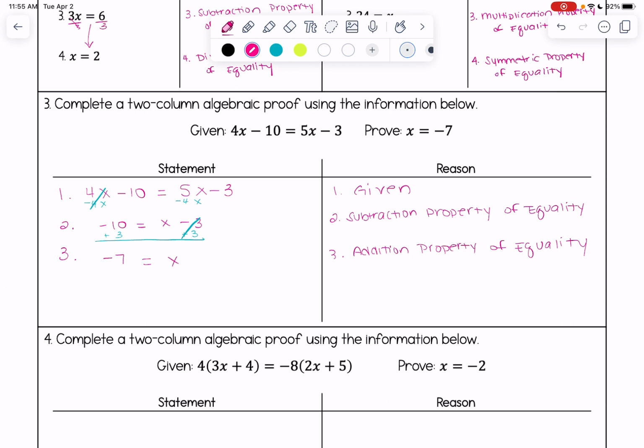Actually, I have one more line here. Sorry, I take that back. So we proved negative 7 equals x. If we want to prove x equals negative 7, we proved the value was true, but we have to get it formatted the same way. We are going to now use the symmetric property of equality, just like we saw in question 2. And now we have x is equal to negative 7, our proof statement.